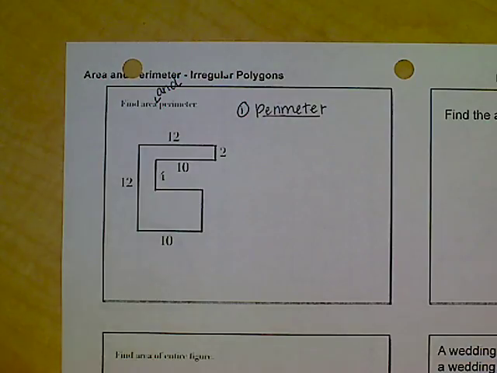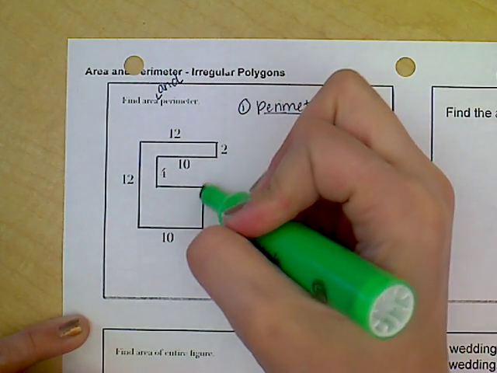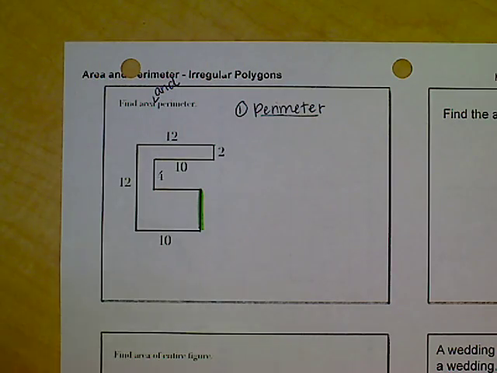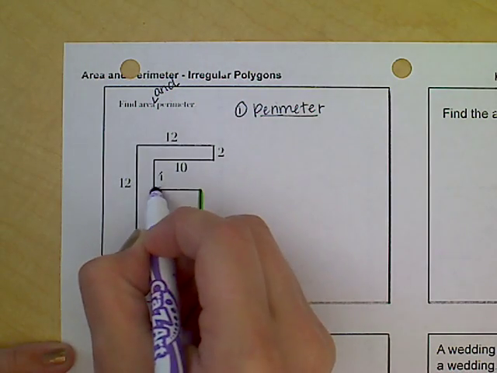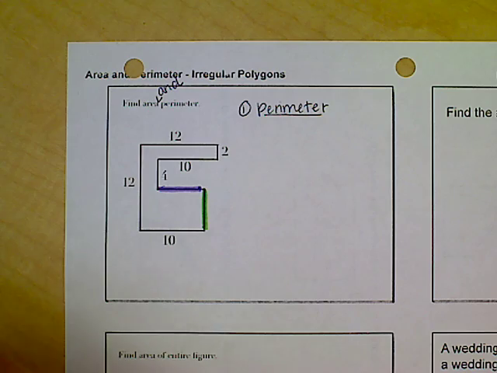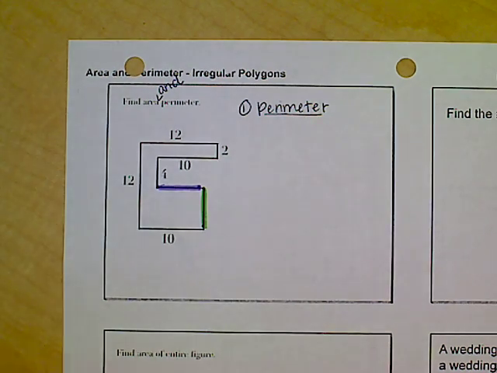Now, before we can find perimeter, we have to figure out some missing pieces here. You can see we don't know this piece, and we don't know this piece. So we can't add all the sides up if we're missing two of them. So we have to go ahead and figure out what those would be.